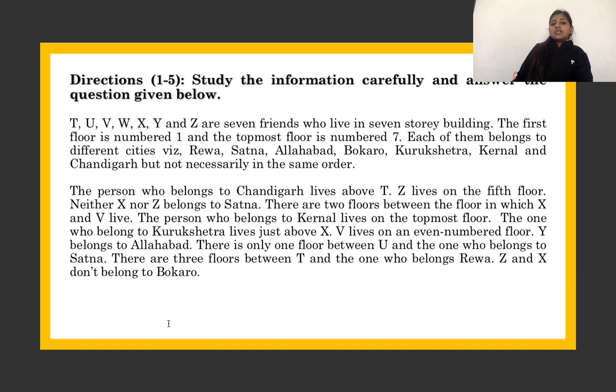So this is also a linear arrangement, but it's not a horizontal linear arrangement, it's a vertical linear arrangement. You have to arrange these 7 friends in a 7-story building, from the first floor to the 7th floor. And not only that, you will also have to match them with the different cities that they belong to. Solve it.